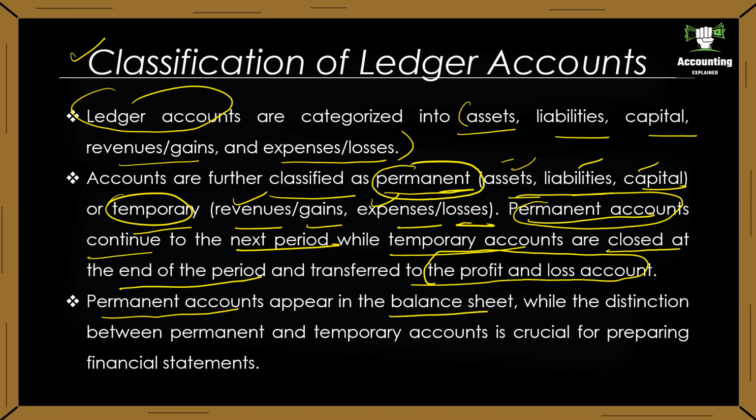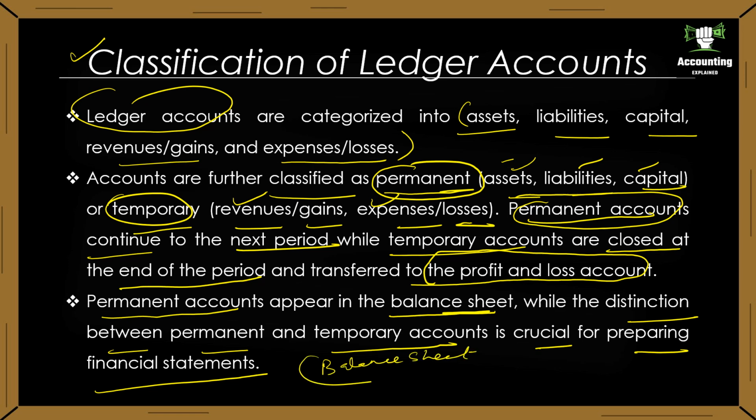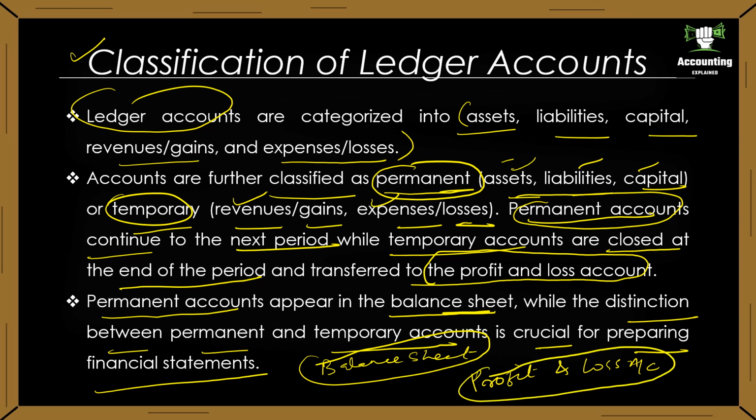Permanent accounts appear in the balance sheet. See, this they have told. The distinction between permanent and temporary accounts is crucial for preparing financial statements. Permanent accounts will go to the balance sheet. That is a financial statement. Whereas temporary accounts like revenues or gains and expenses and losses will be transferred to the profit and loss account, or in short form the P&L account, to find out the profit or loss. So these are the two financial statements where the permanent and the temporary accounts will be transferred.